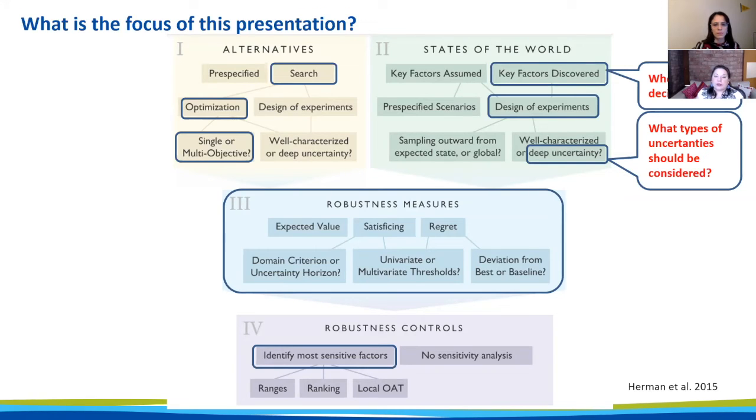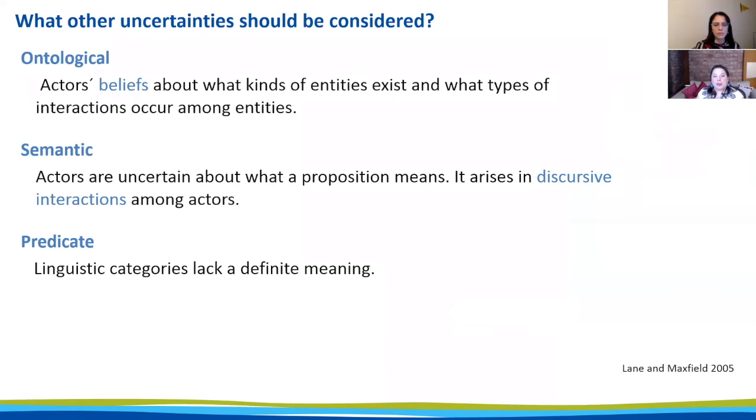We want to focus particularly in this talk on who gets to decide what states of the world are considered, and how uncertainties other than epistemic, that is, of what we know, are incorporated into the decision-making process. So what are these other uncertainties? There is the ontological, which describes the uncertainty about the actor beliefs of what kinds of entities inhabit the world and what kinds of interactions are among those entities. For example, what variables should be considered in a particular assessment.